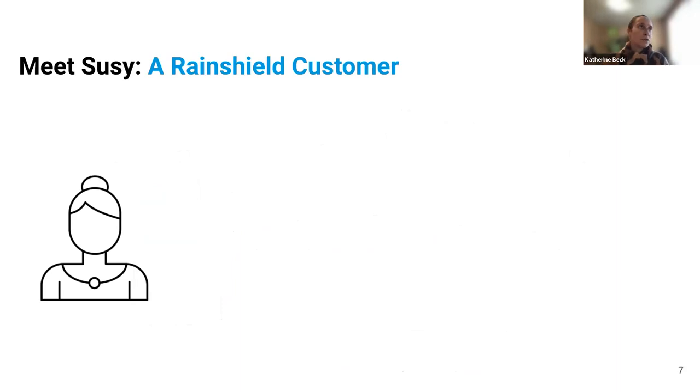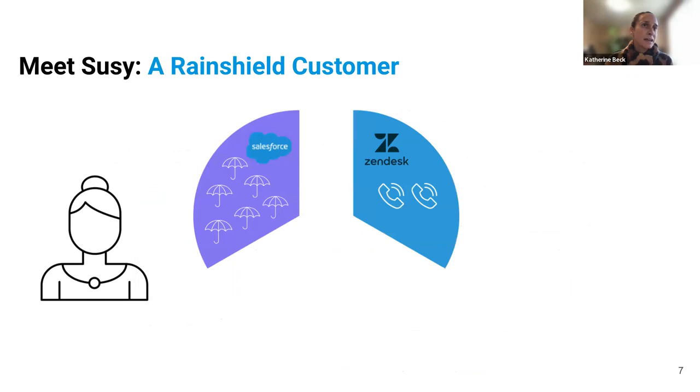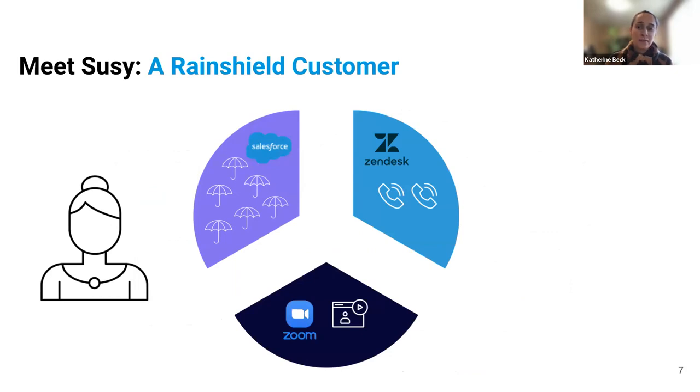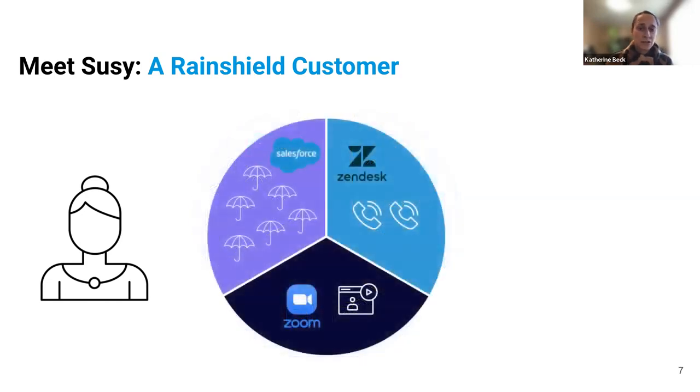So take, for example, a Rainshield customer. Let's call her Susy. It might show in Salesforce that she's purchased 6 umbrellas for her friends and families. In Zendesk, we might see that she's called 2 times complaining about the color of her umbrellas. And she also might have signed up for that Zoom webinar. But when this data about Susy lives in different tools, it becomes a big challenge to access a composite picture of Susy.